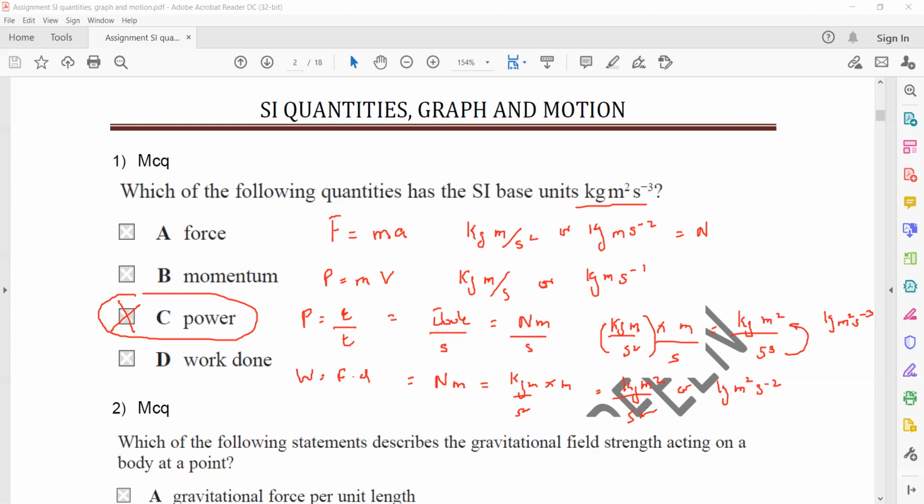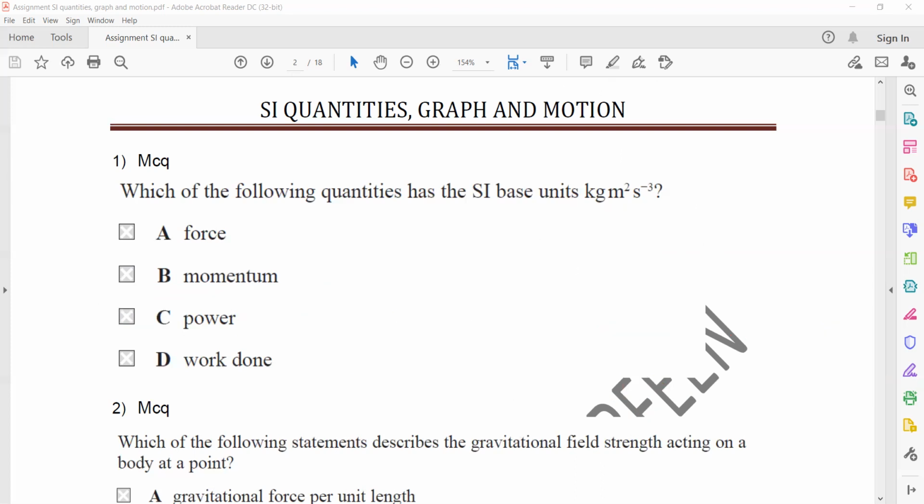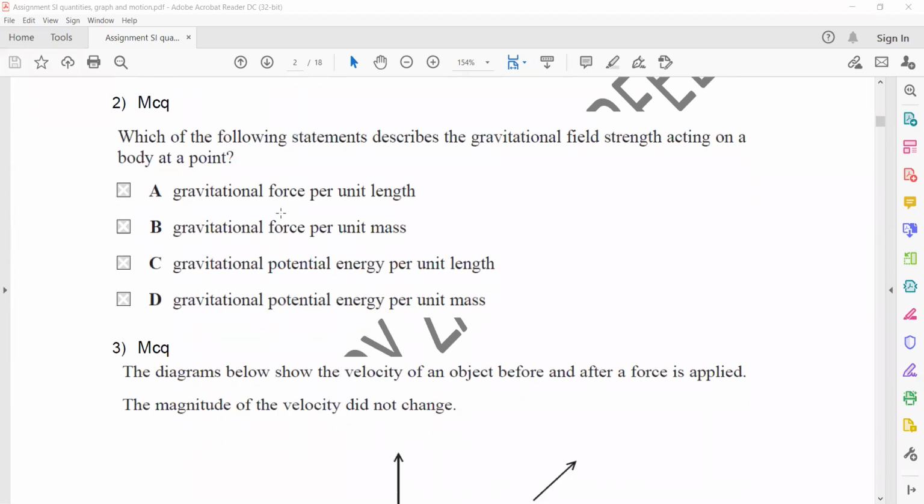Is it clear? Moving on to the next question, question number 2. Which of the following statements describes the gravitational field strength, meaning the value of g, acting on a body? A: gravitational field strength is force per unit length.